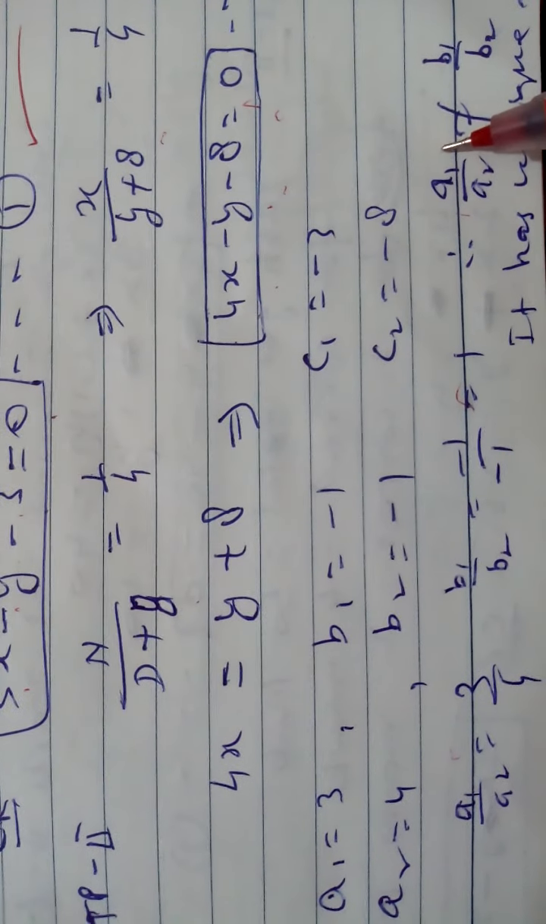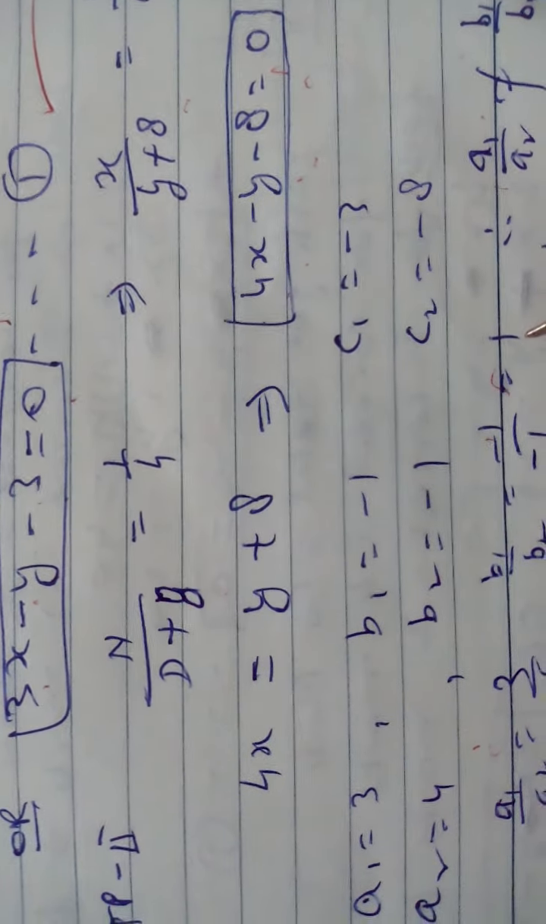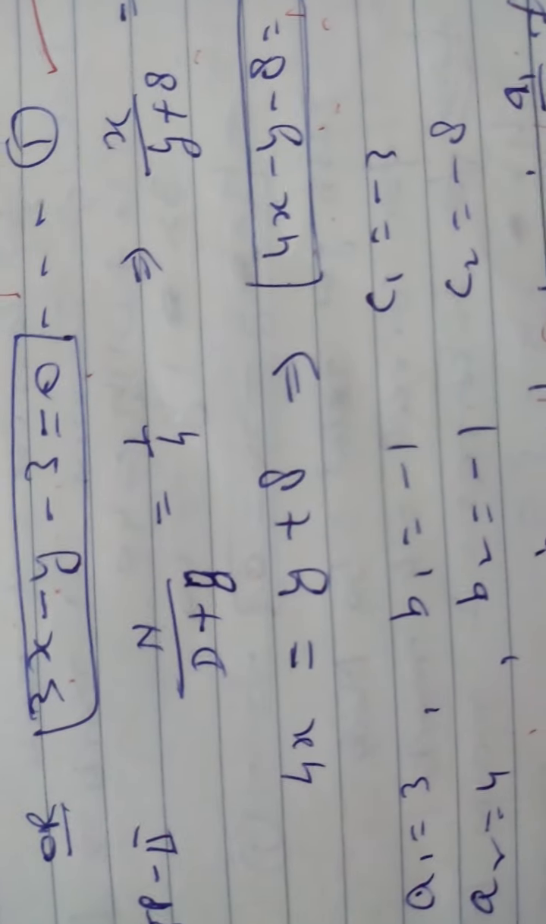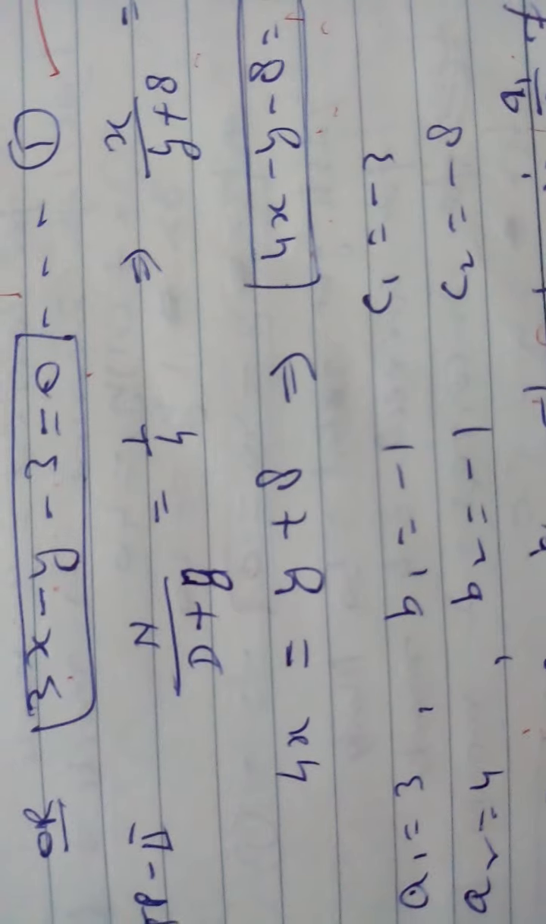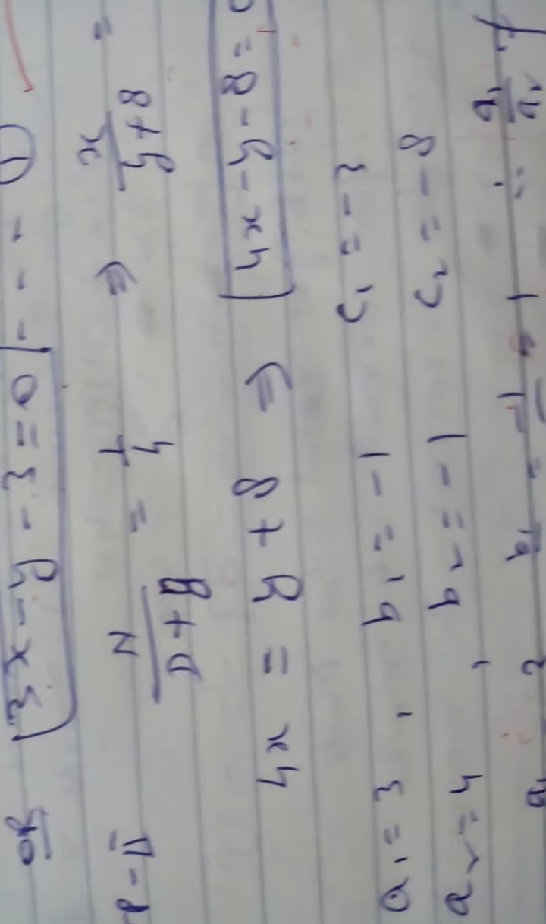Here 3 by 4, minus 1 by minus 1, minus 3 by minus 8. 3 upon 4 is not equal to 1. Minus minus cancel, 1. So it has a unique solution. Then write x, y and 1, with B1, B2, and the values minus 1, minus 1, minus 3, minus 8, 3, 4.